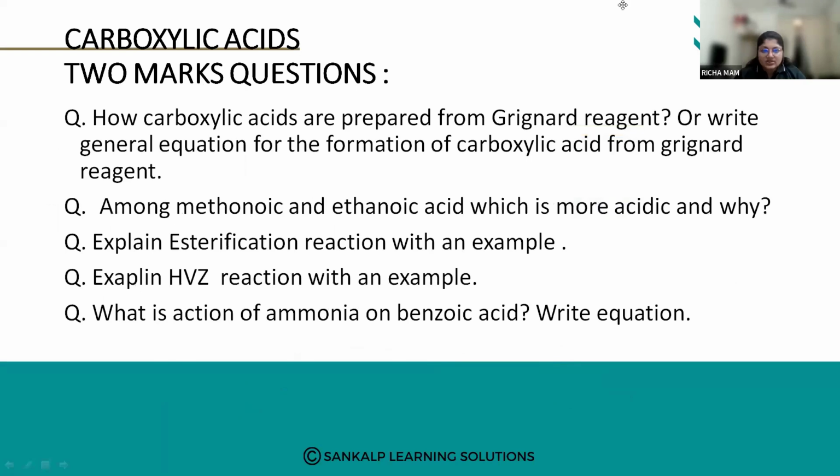Next, the questions based on carboxylic acid. For 2 marks: how are carboxylic acids prepared from Grignard reagent? Or write a general equation for the formation of carboxylic acid from Grignard reagent. You have to explain this.